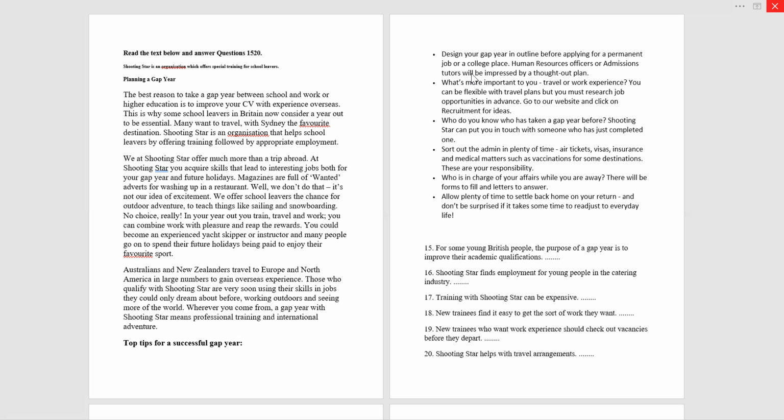And then, Shooting Star helps with travel arrangements. This is not mentioned there, right? They do help you with professional training and with gaining overseas experience, but travel arrangements are not their part. You need to be flexible with your travel plans, but they do not provide any travel arrangements. This is something you do on your own. So this is false.